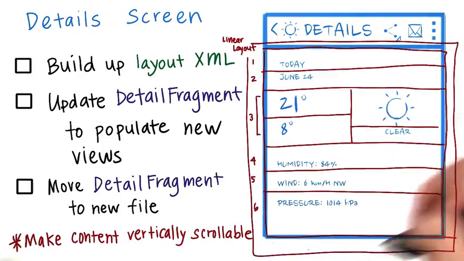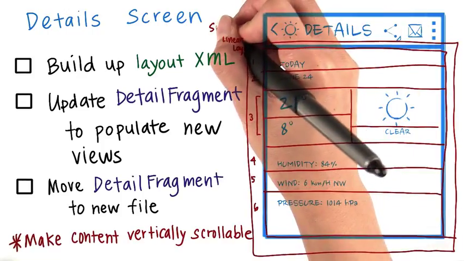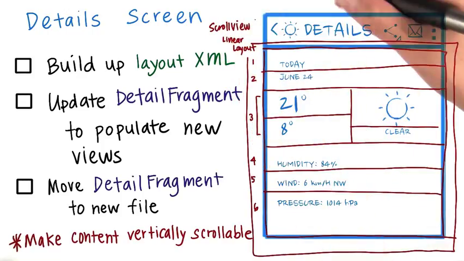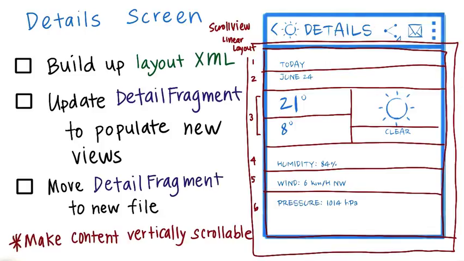To make the contents of the whole screen vertically scrollable, we put it inside a scroll view. Using a list view here would be overkill because we don't need to scale to an infinite number of items and we don't need recycling. There's a fixed number of fields on the screen, so scroll view is the perfect choice.